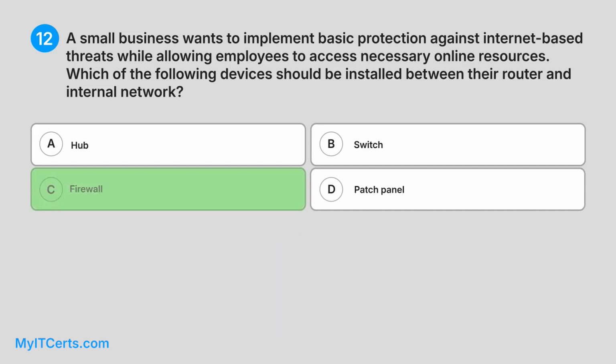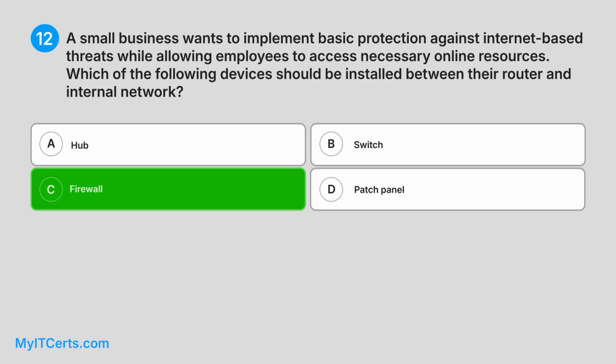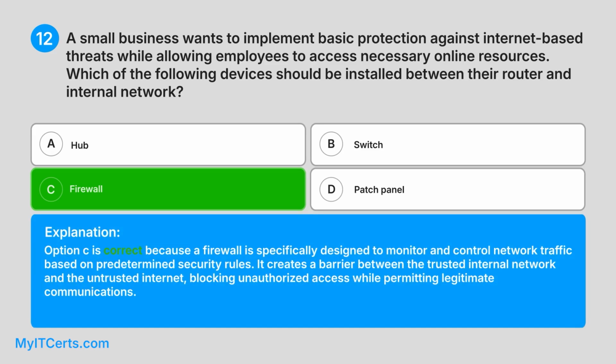Correct answer, C. Firewall. Explanation. Option C is correct because a firewall is specifically designed to monitor and control network traffic based on predetermined security rules. It creates a barrier between the trusted internal network and the untrusted internet, blocking unauthorized access while permitting legitimate communications.